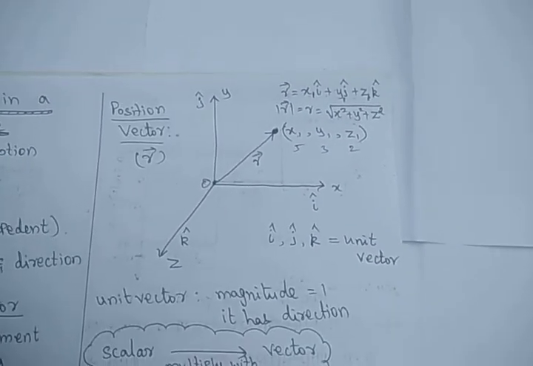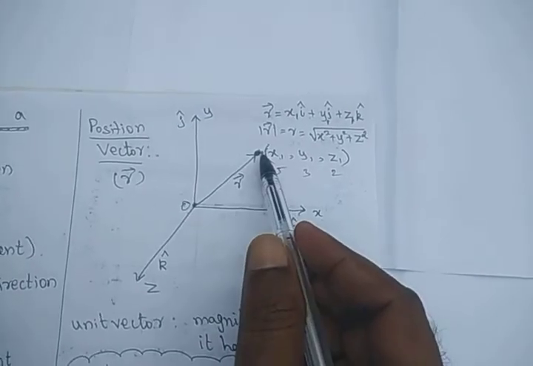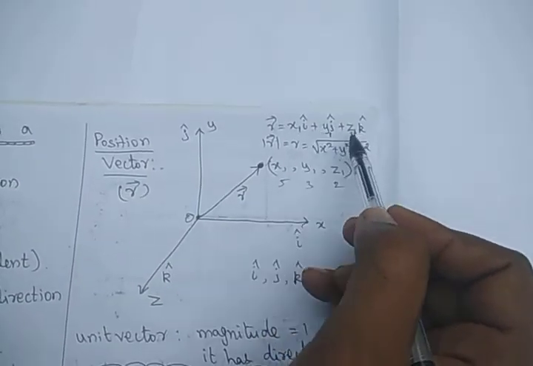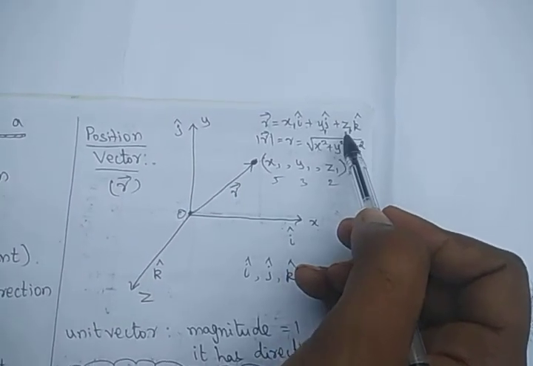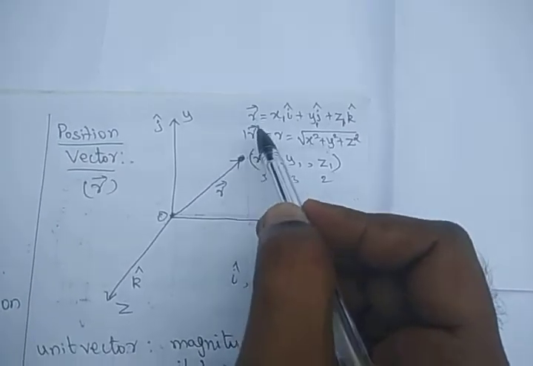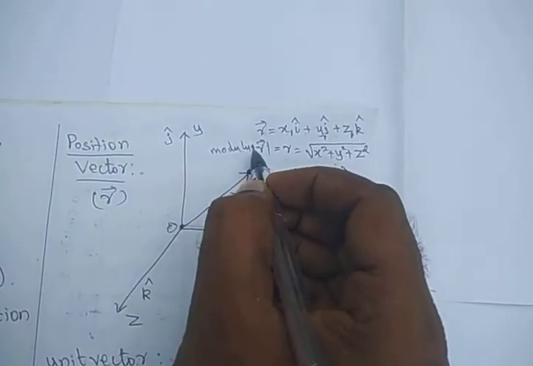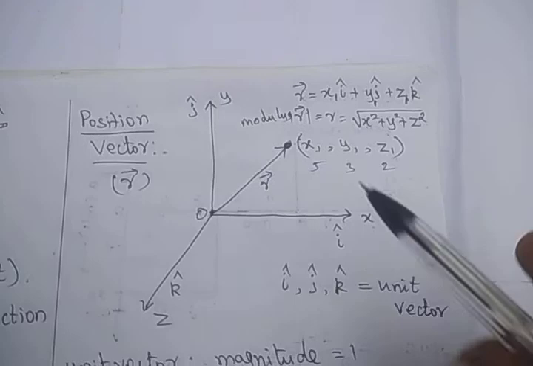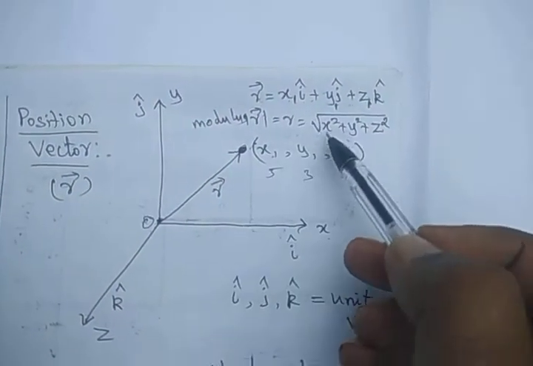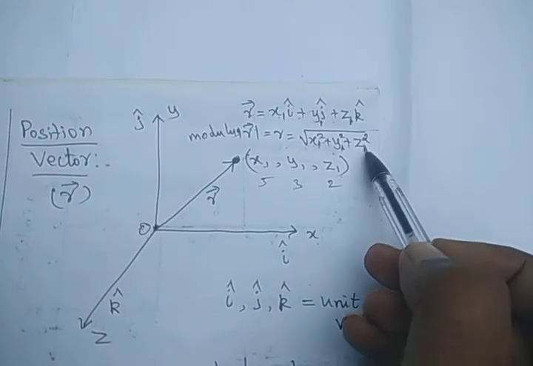Sir, you may ask one question. Position means the distance from the origin. What is the distance of the object from the origin, sir? If you say x i vector plus y j vector plus z k vector, how can I find the number? Very simple. You have to take the modulus. The modulus of r vector is equal to r, which is the root of x1 squared plus y1 squared plus z1 squared.